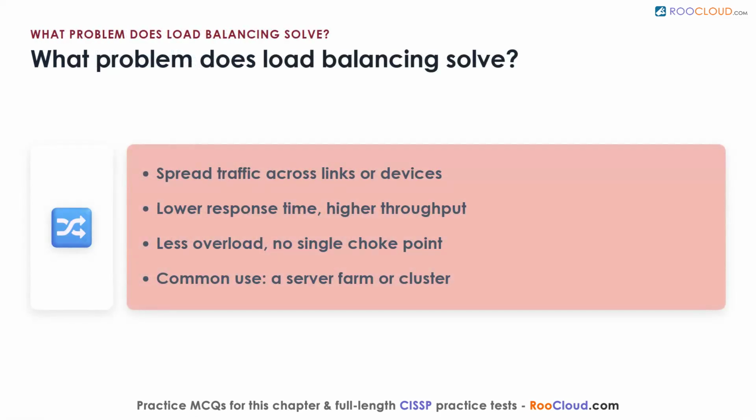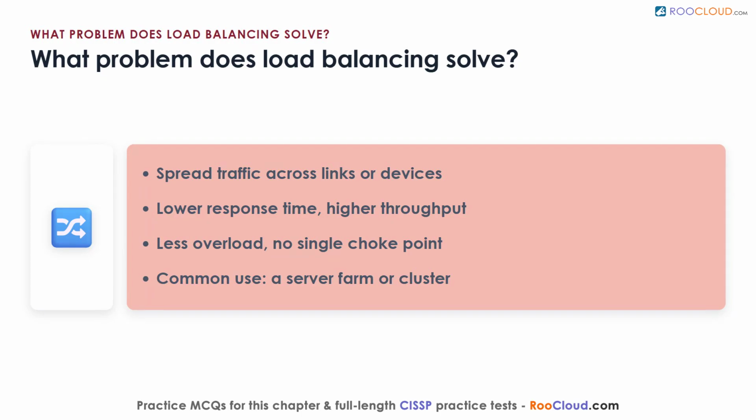What problem does load balancing solve? Load balancing makes the best use of your infrastructure by spreading traffic across several links or devices. The payoff is lower response time, higher throughput, less overload, and no single choke point. A common use is fanning requests across a server, farm, or cluster. A load balancer sits in front and decides where each request lands.